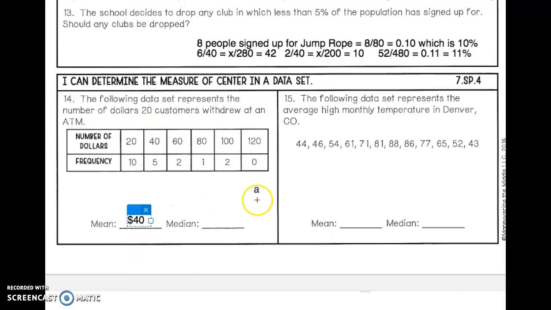And when you order these, I believe that's the mean. When you order, you would have to list out 10 20s, 5 40s, 2 60s, 1 80, and 2 100s. When you do that, I believe, if I'm not mistaken, the median is 30.